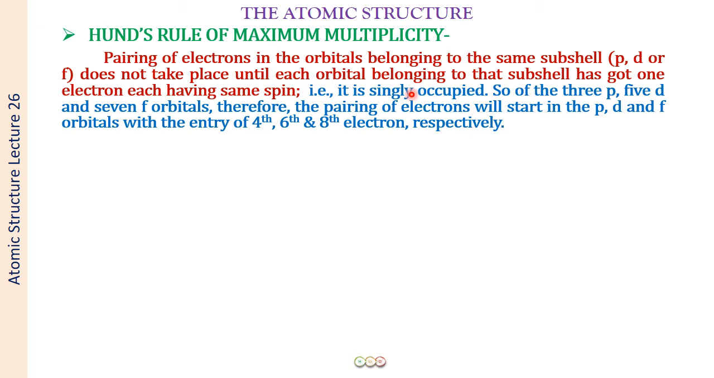So for example, we have 3 p orbitals. So the pairing in p orbitals is going to start with the entry of the 4th electron. We have 5 d orbitals. Pairing in the d orbitals will start with the 6th electron. The first 5 will go 1 each into one orbital, right? Similarly, for the f orbitals, the pairing will start with the 8th electron.